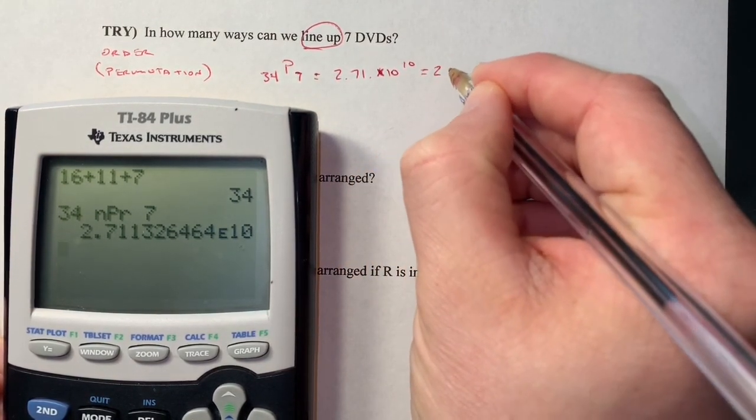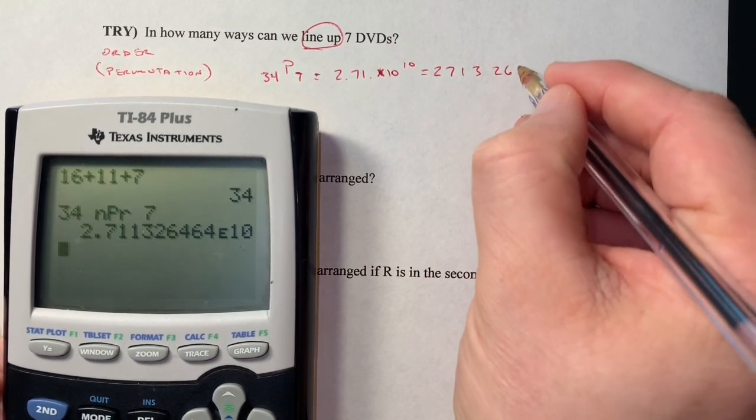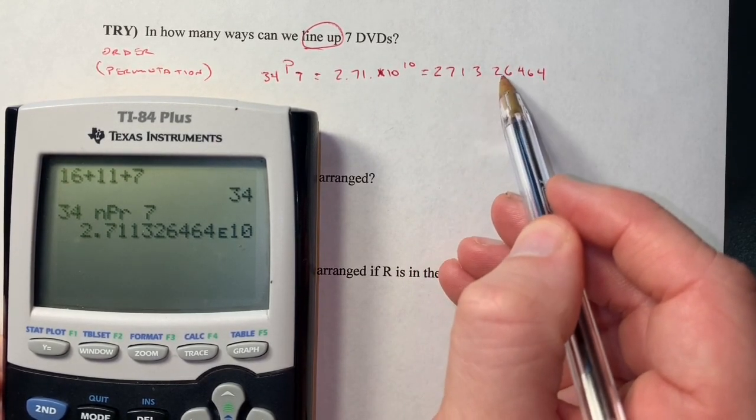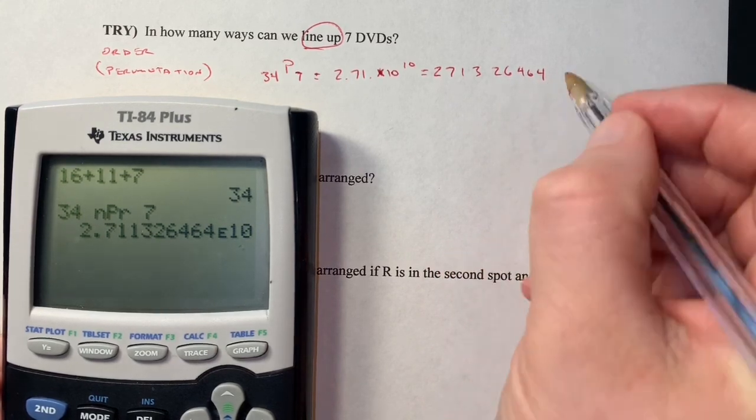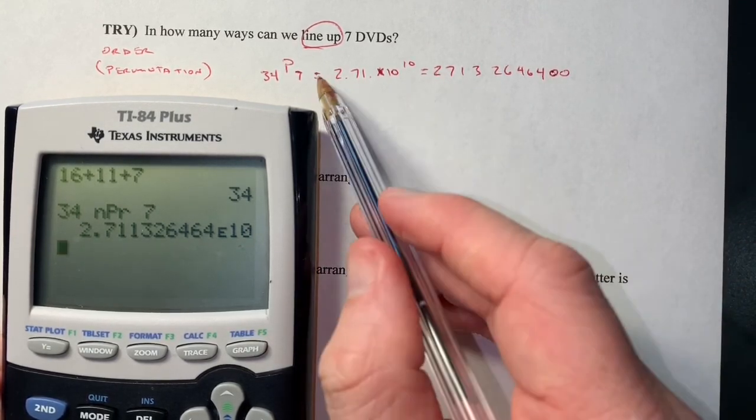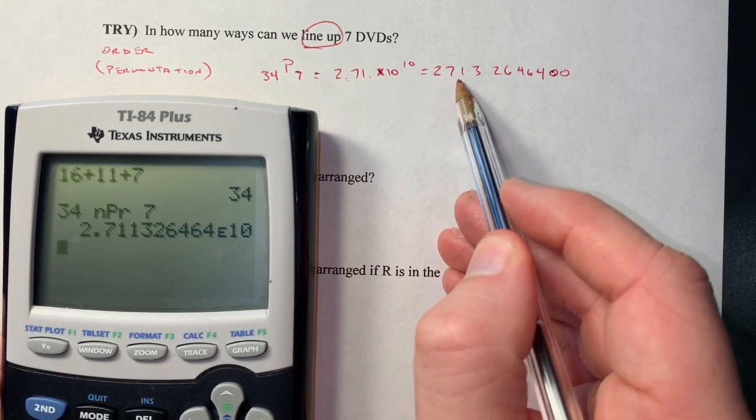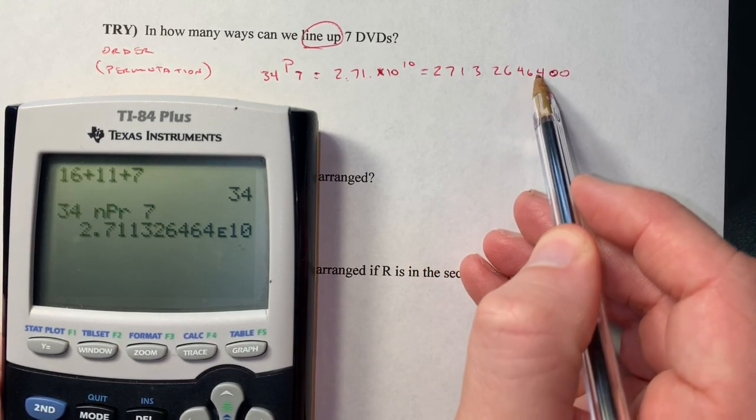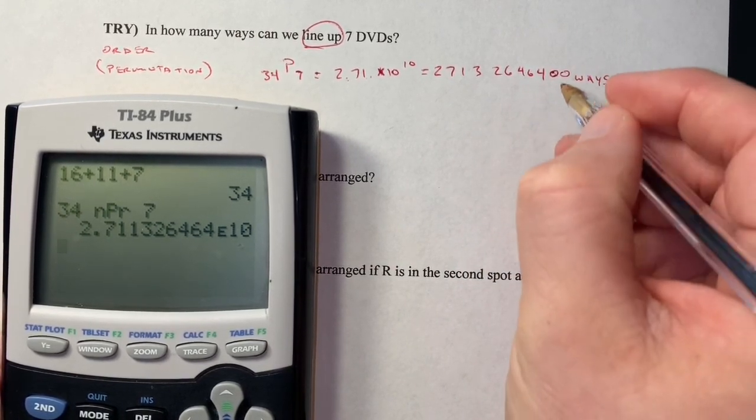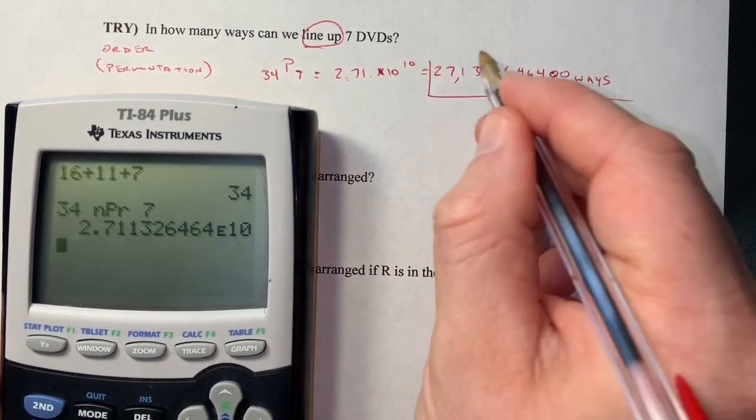That's 271326464. And that's moving the decimal 1, 2, 3, 4, 5, 6, 7, 8 places, 9, and 10. So I'm just going to double check where I had 2.71 times 10 to the 10th. I'm moving 10 places. So 1, 2, 3, 4, 5, 6, 7, 8, 9, 10. So there are that many ways to line up 7 DVDs.